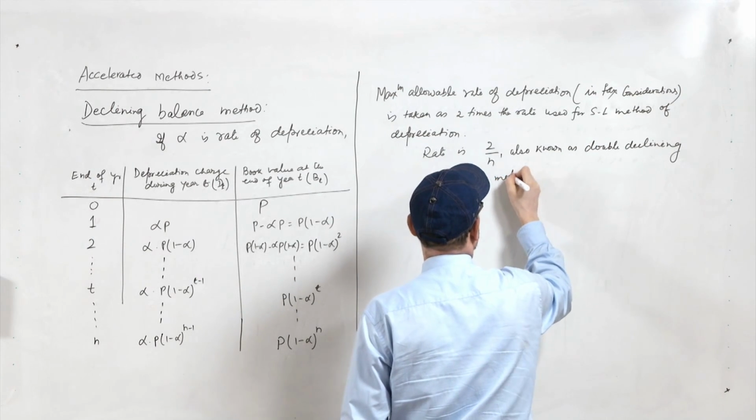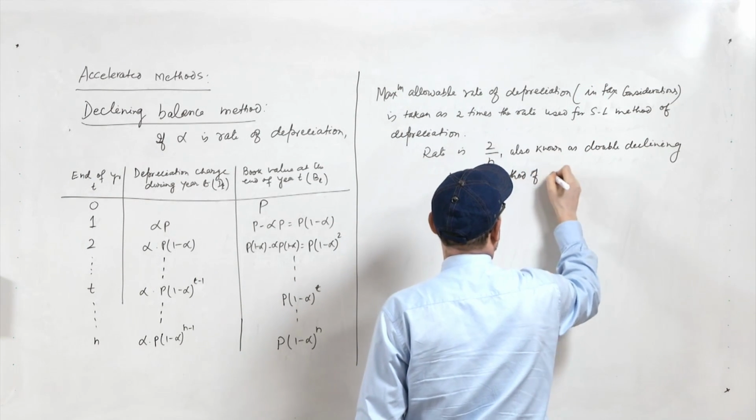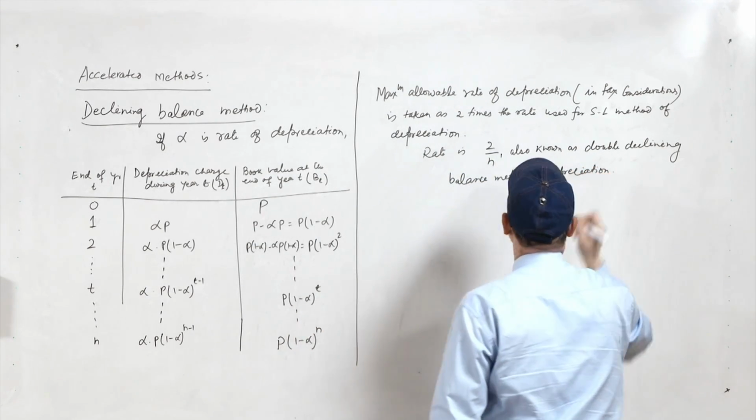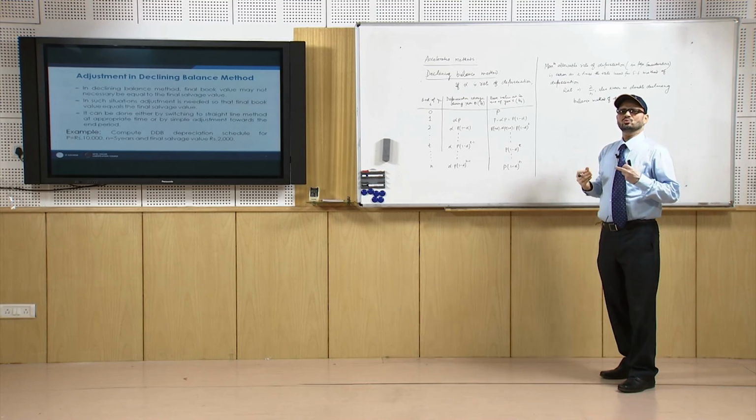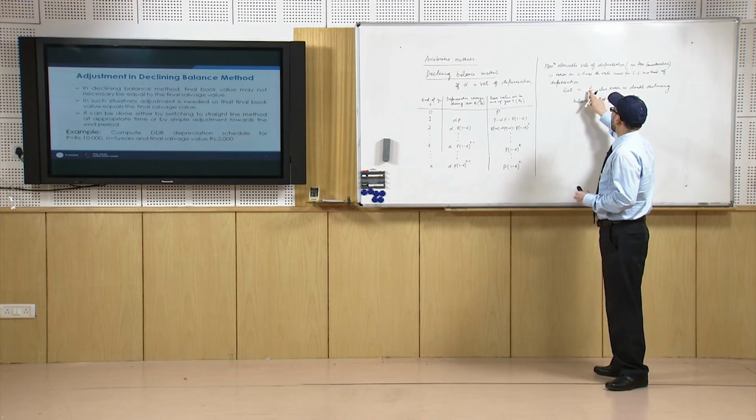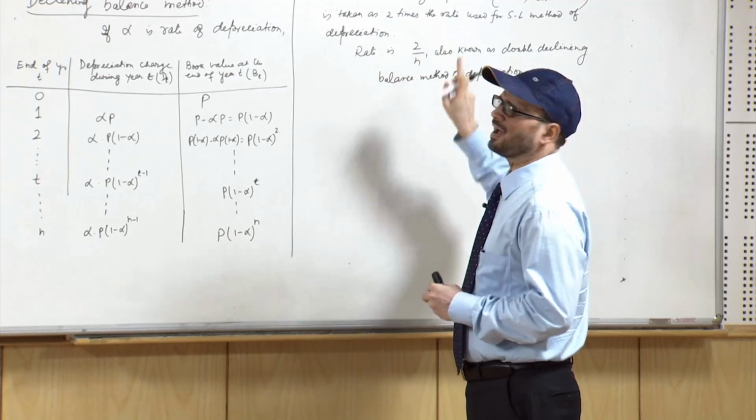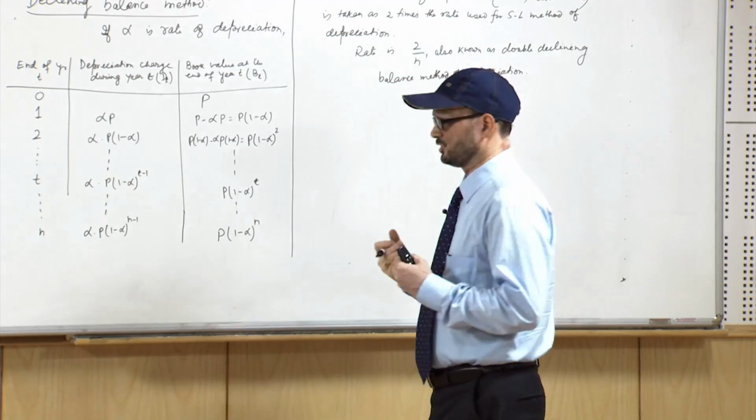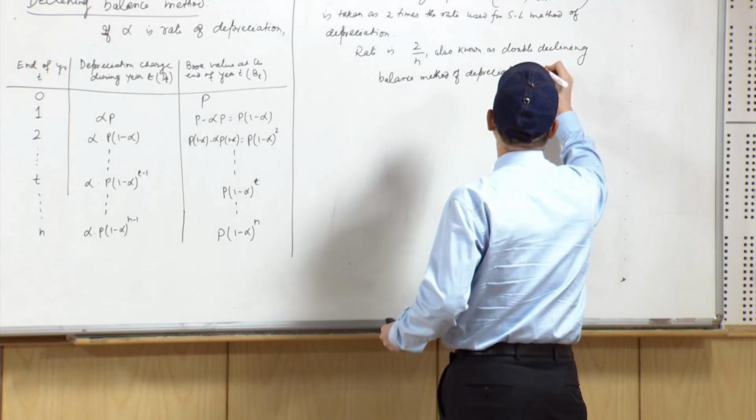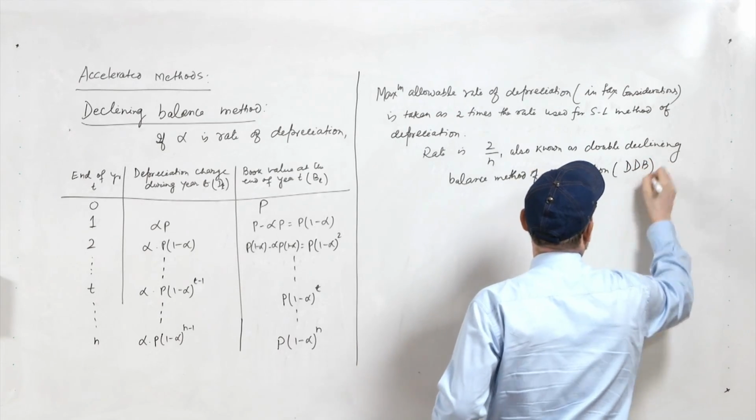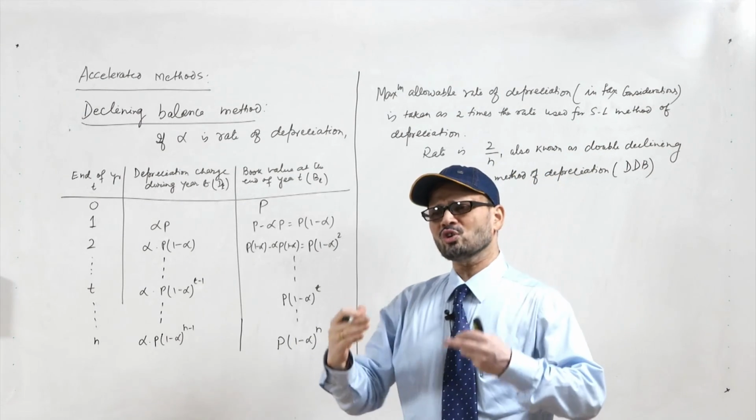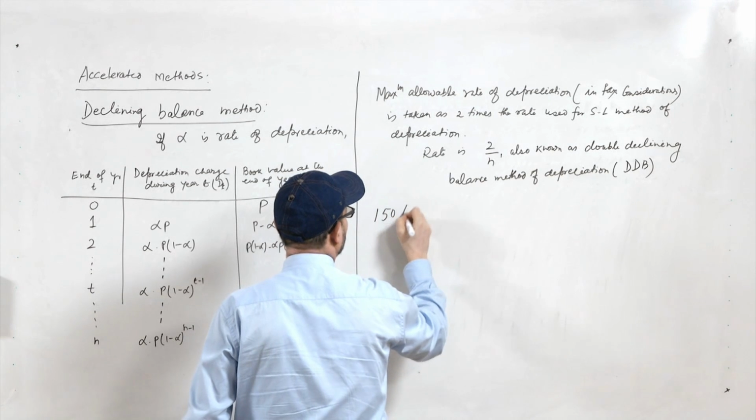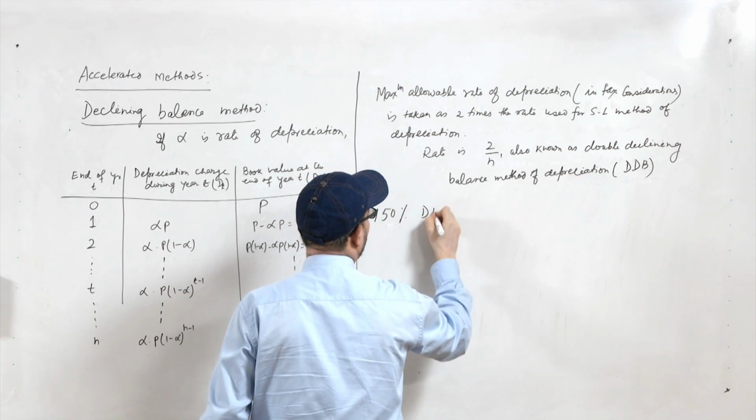Method of depreciation. So, basically when you have the rate as 2 times of 1 by n, that is the double declining balance method of depreciation, also known as DDB. We may also come across the term known as 150% declining balance method.